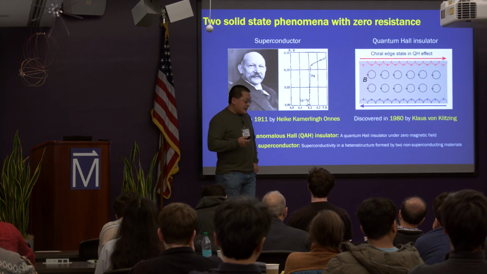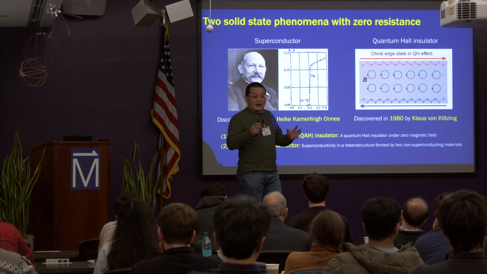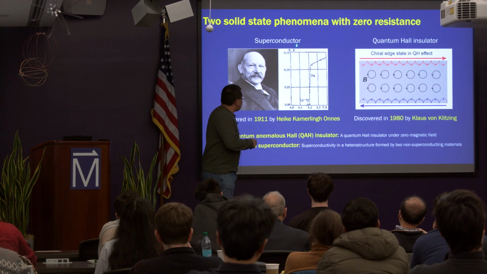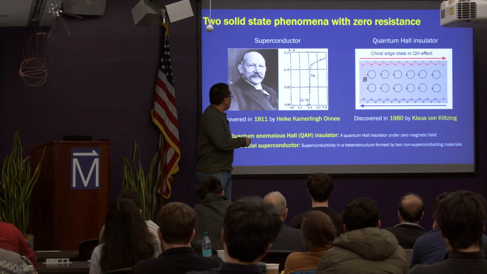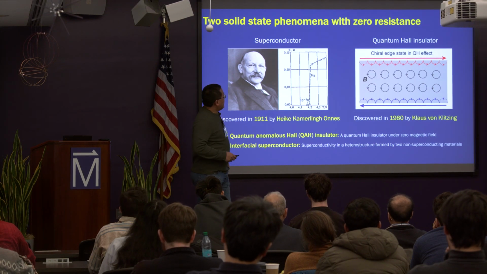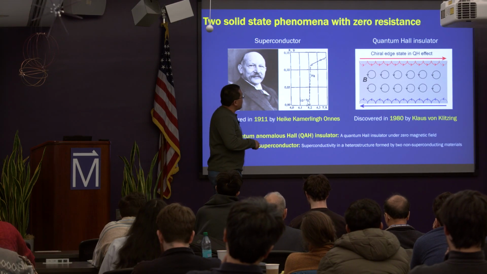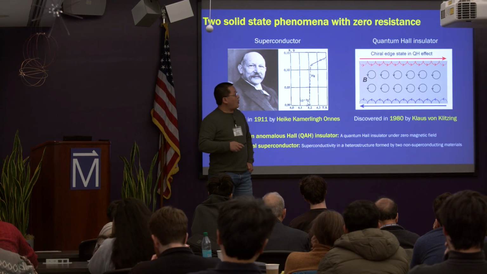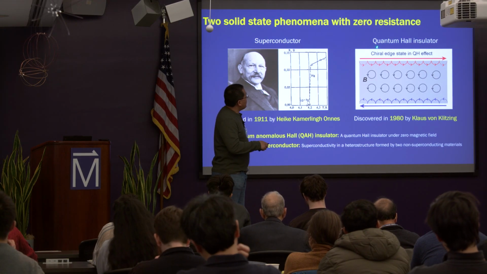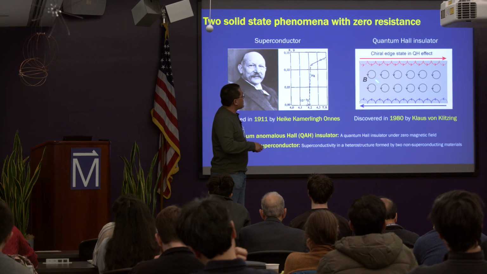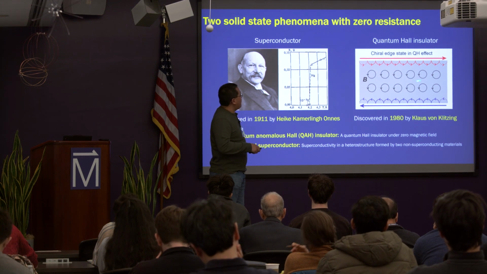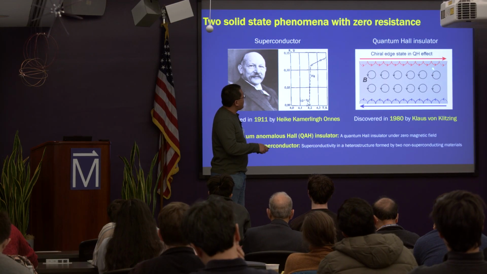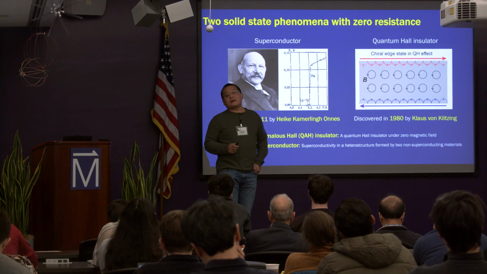So we know that in solid state physics or condensed matter, there are two phenomena with zero resistance. One is superconductivity. This is the original data in mercury, where the TC is 4.2 Kelvin. And the second phenomenon, which we had two talks about, is the quantum Hall effect, the quantum Hall insulators. If we put a 2D electron gas in a strong magnetic field, the electrons can only pass through the edge and form the quantum Hall insulators.